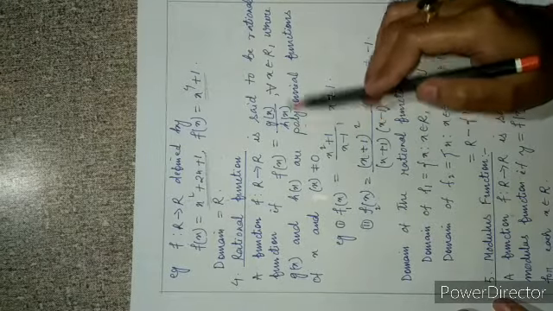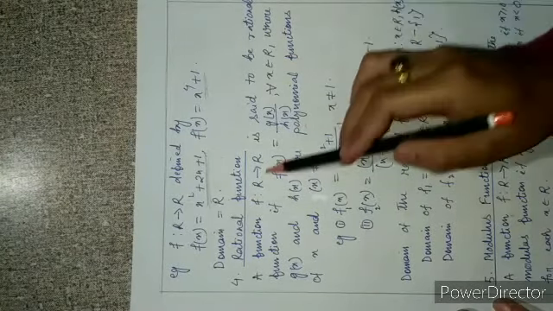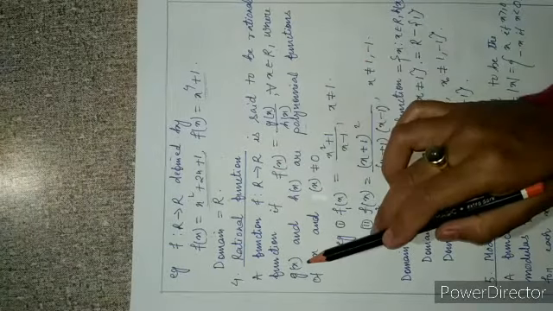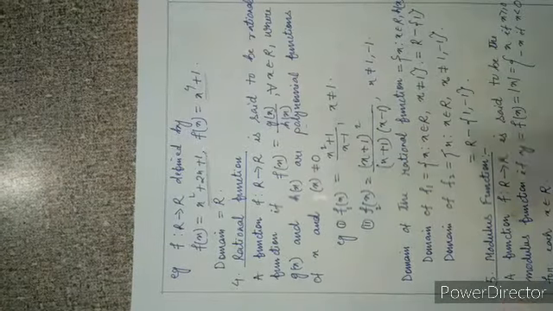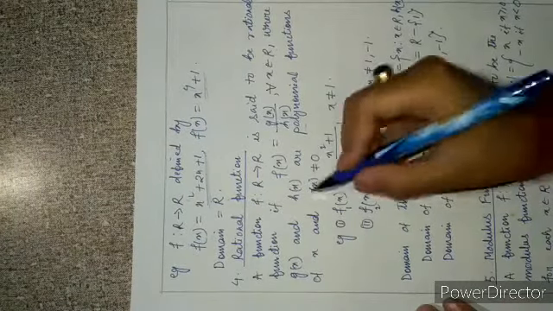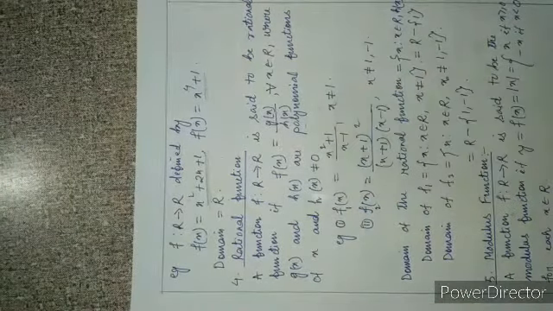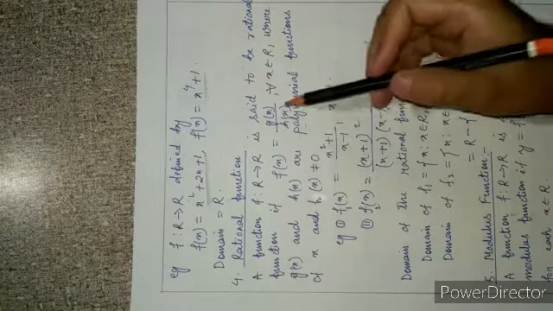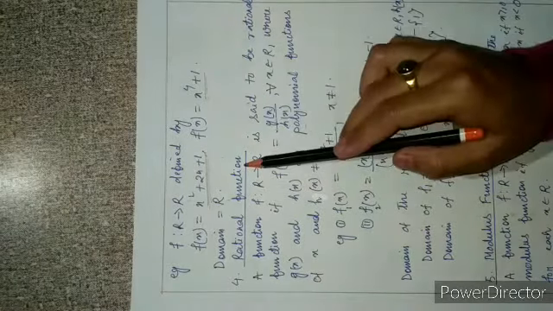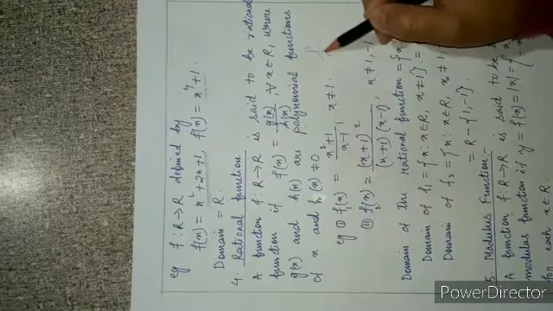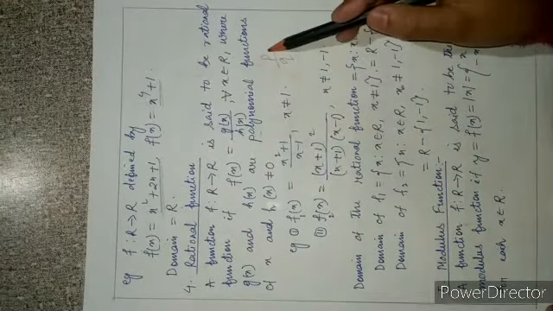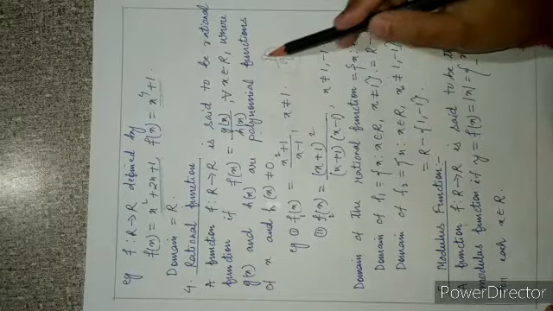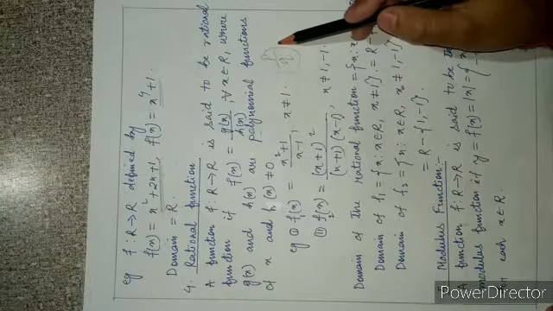gx divided by hx for all x belongs to R, where gx and hx are polynomial functions of x, and the denominator hx is not equal to 0. A rational function is defined like a rational number. A rational number is a number that can be put in the form of p by q.